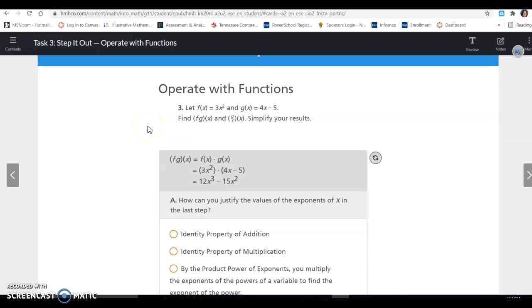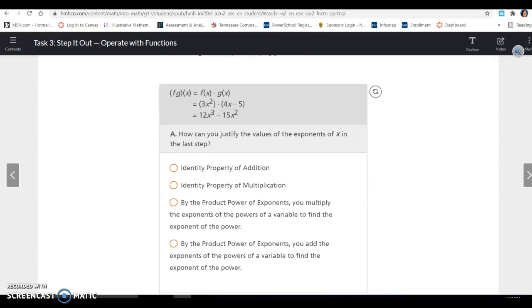Right, looking at 4.1, function operations, and we are on task 3. It says let f of x equal 3x squared and g of x equal 4x minus 5. Find f times g and g divided by f. Simplify your results.